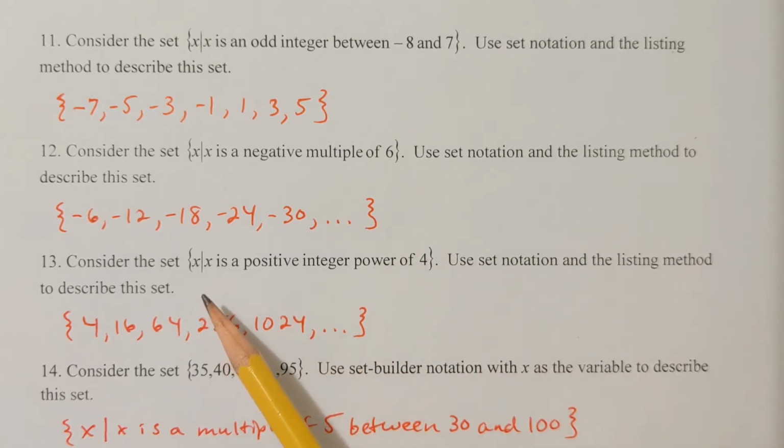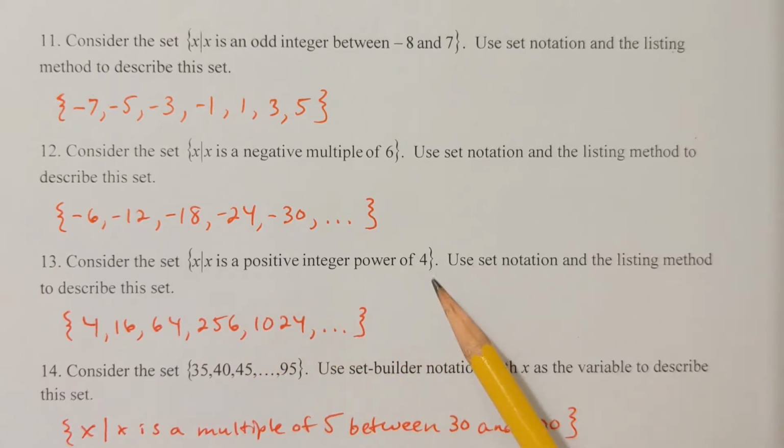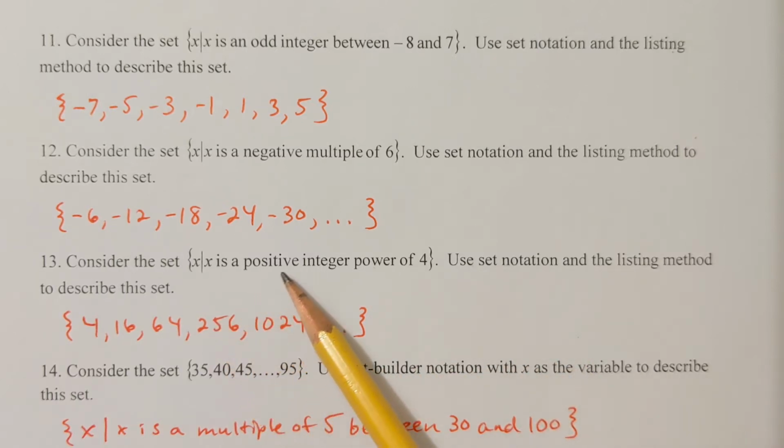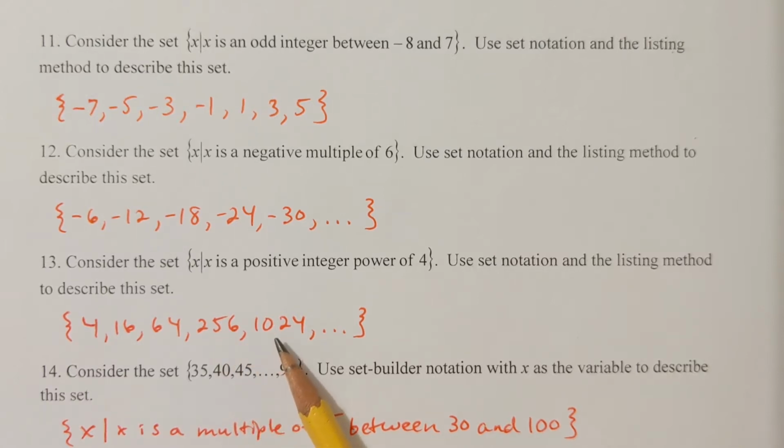Consider the set, which is the set of all x such that x is a positive integer power of 4. Use set notation and the listing method to describe this set. Okay, a positive integer power of 4. So that means I got like 4 to the first would be 4. 4 squared, that's 16. 4 cubed, 4 times 4 times 4, that'd be 64. 4 to the fourth power, 4 times 4 times 4 times 4 gives me 256. And then 4 to the fifth power would be 1024, and 4 to the sixth power, okay, etc.